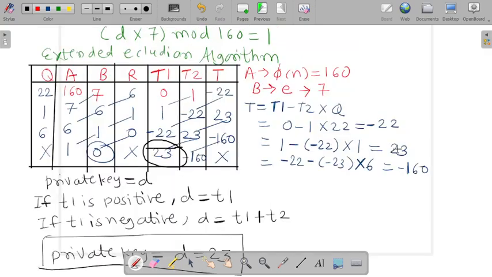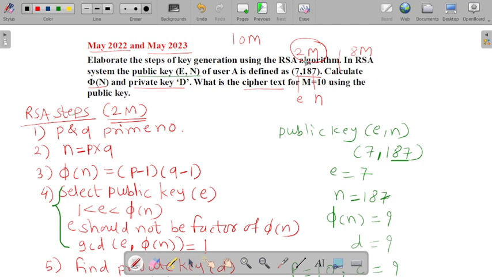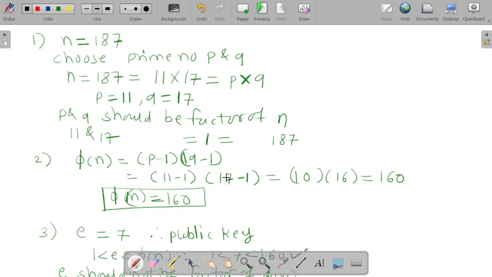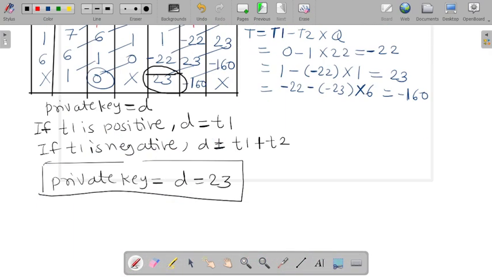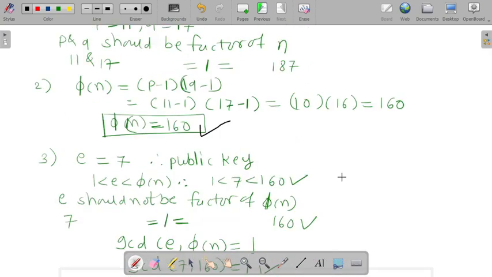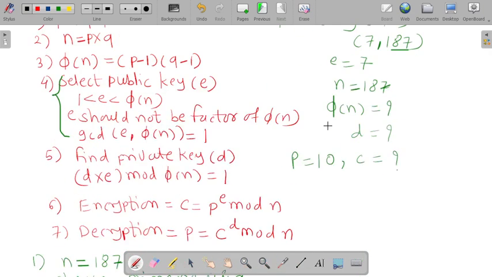So till now, what we have solved? We have the value of our E, that is 7, and the value of our N, that is 187. We got the value of our phi of N, which we have calculated, that is 160, and we have calculated the value of our private key, that is 23. Now what is the next step? We have to calculate the value of our ciphertext, based on the value of M, 10, that is, the plain text is given.